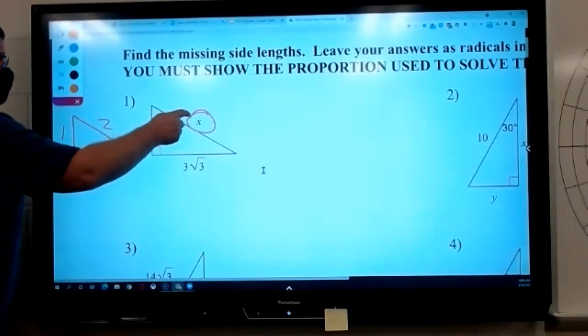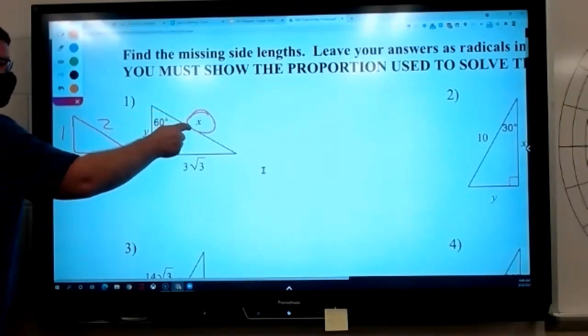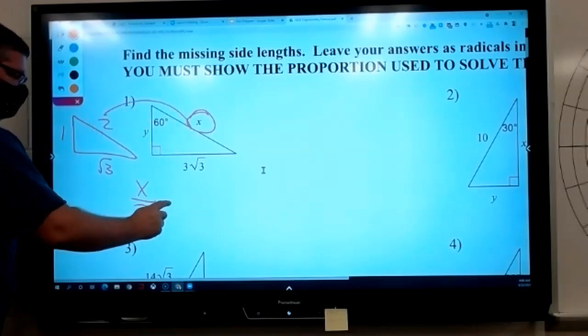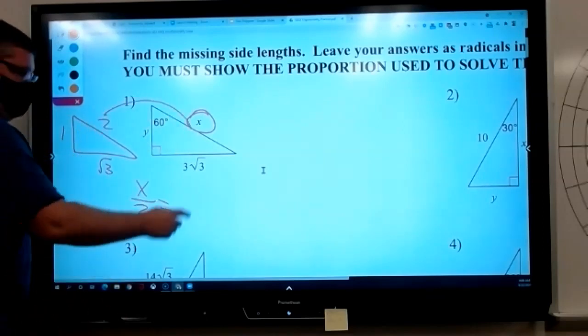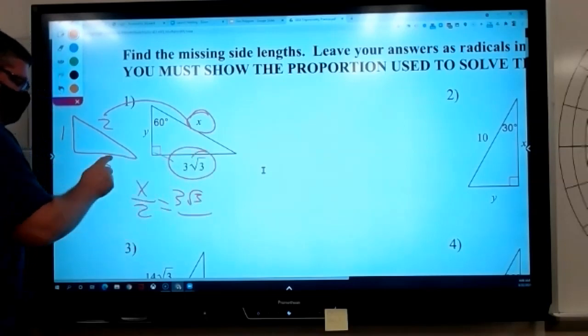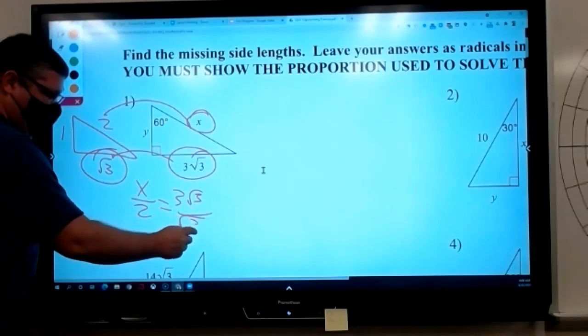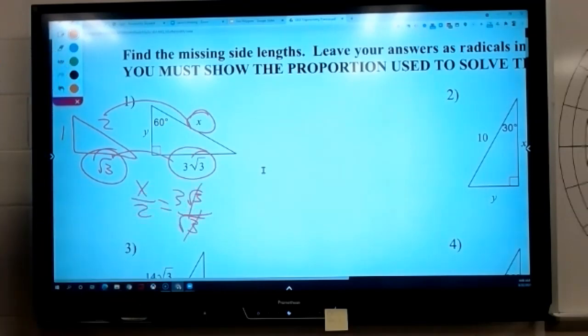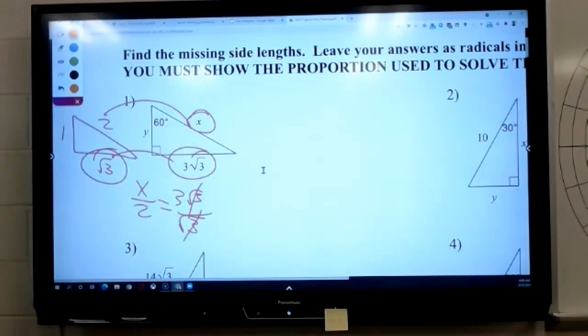Okay, let's set up a proportion. X goes with what? 2. X goes with 2, as root 3 goes with root 3. By the way, what's the easiest way to do this? Right, can I reduce that and then cross multiply? Would that be easy? But either way, you can cross multiply, good to go.